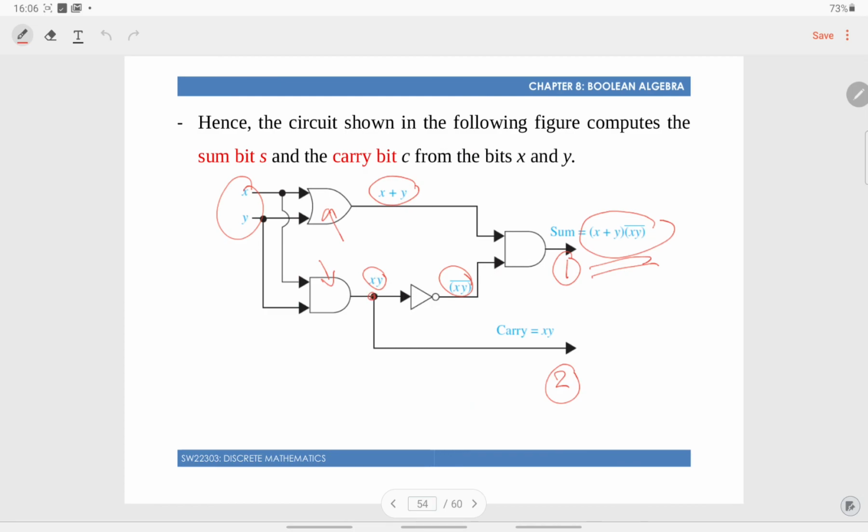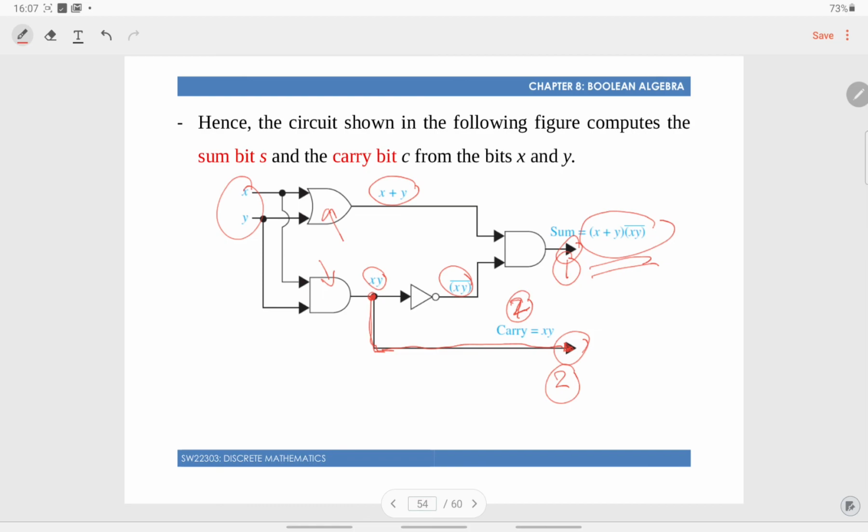You need to use, again, branching. Just use a straight line, no need to pass through any line. Just use a straight line to this arrow. Don't forget to draw this arrow as well to indicate these two are the output. The first output is the sum bit. The second output is the carry bit.